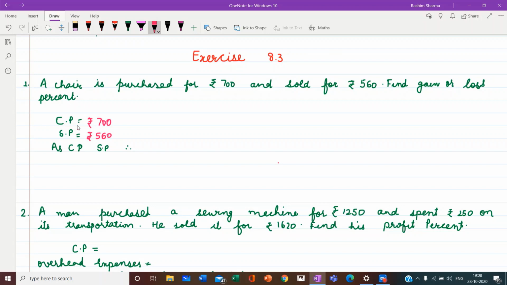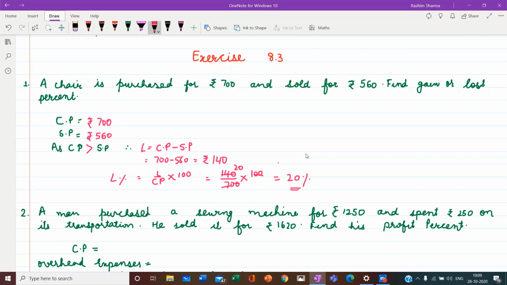For that we have to compare them, and when we compare we find that CP is greater than SP. CP greater than SP means there is a loss. Loss is equal to CP minus SP, so 700 minus 560, rupees 140 is the loss. Then we have to find loss percent. Loss percent is equal to loss upon CP into 100. So we put the values: 140 upon 700 into 100. Zeros cancel here and we get 20% loss.